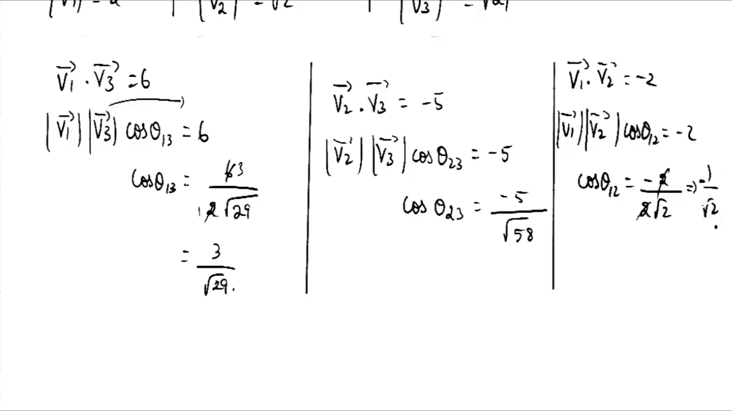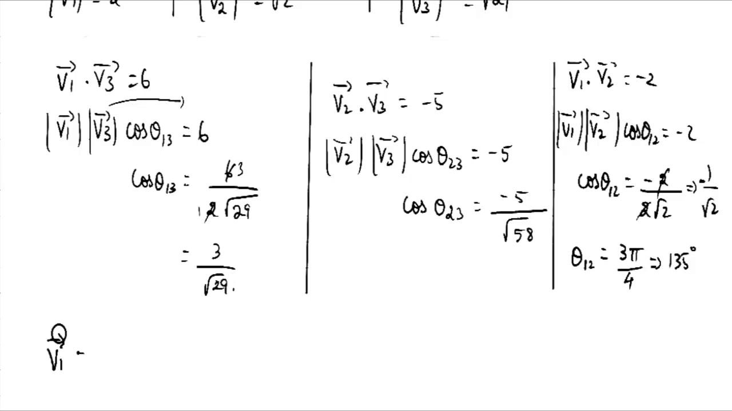So cos theta equals minus 1 by root 2, and this value corresponds to 3 pi by 4. Therefore theta 12 equals 3 pi by 4, which is an angle of 135 degrees. Okay students, so theta angle equals 135 degrees. Due to this, I'm going to write the vector equations. Okay, v1 vector.